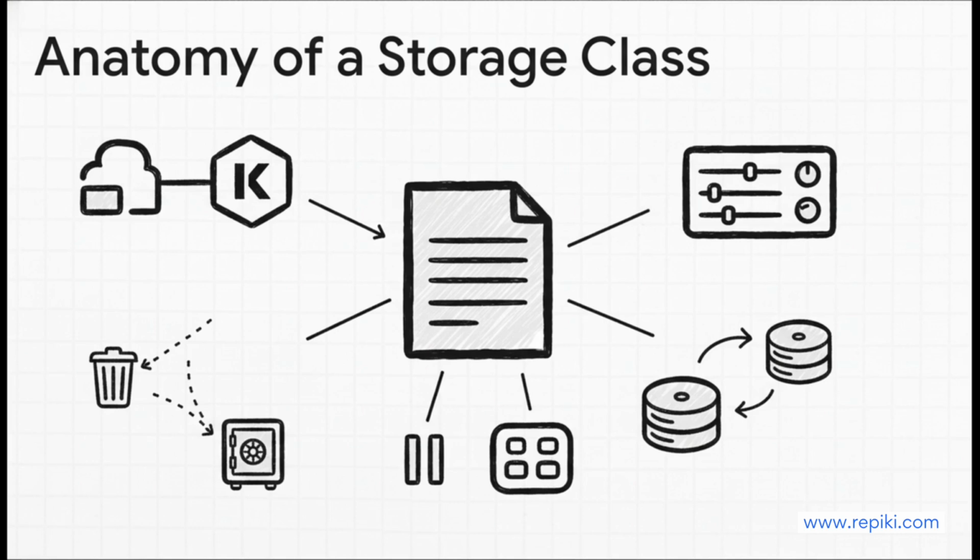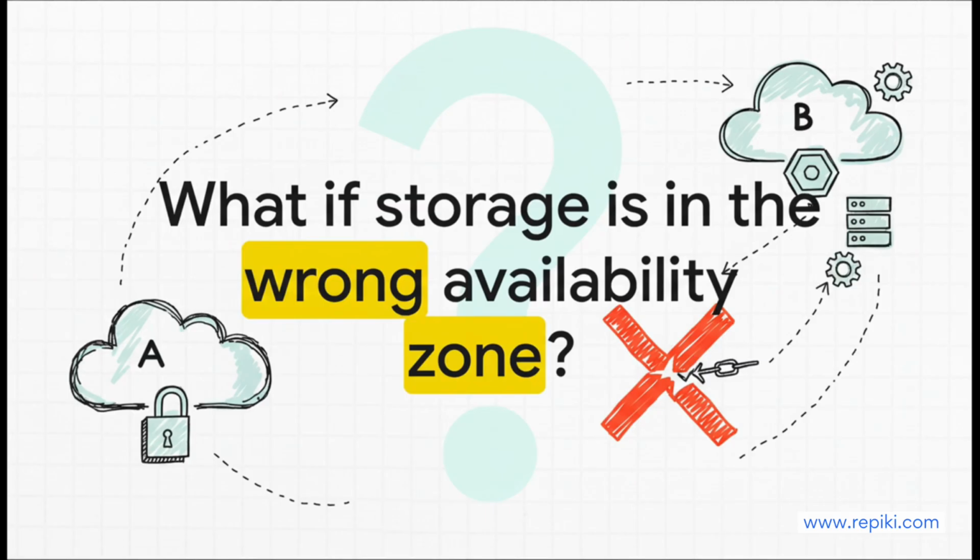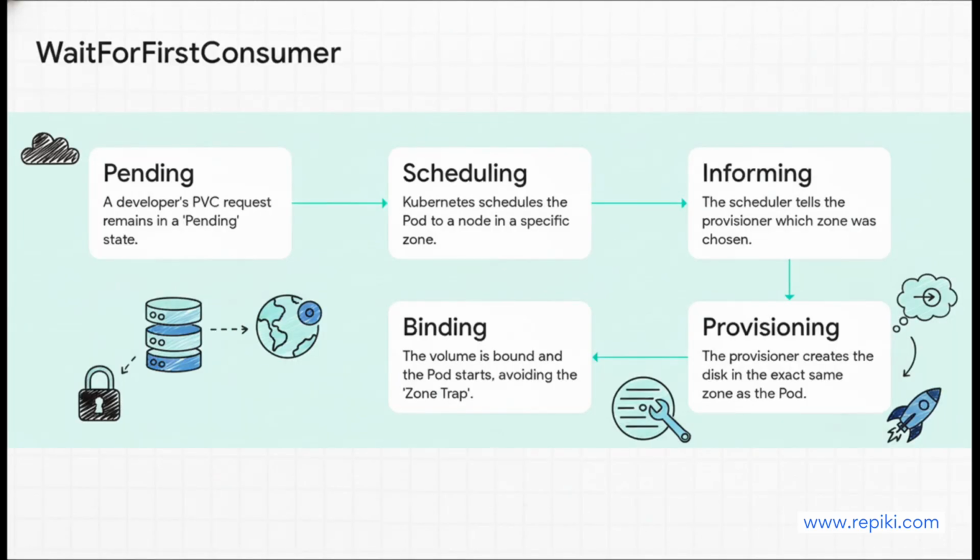So this brings us to a classic, and I mean classic, Kubernetes trap. Imagine your storage gets created in availability zone A, but the Kubernetes scheduler puts your pod in zone B. Well, your pod is going to get stuck. It just won't start because it can't reach its disk across zones. Ouch. And here is the beautiful, elegant solution. You just set that volume binding mode to wait for first consumer. Check out this flow. Instead of making the disk right away, Kubernetes just waits. It figures out where the pod is going to run first, and then it tells the storage system to create the disk in that exact same zone. Problem solved. The zone trap is completely avoided.